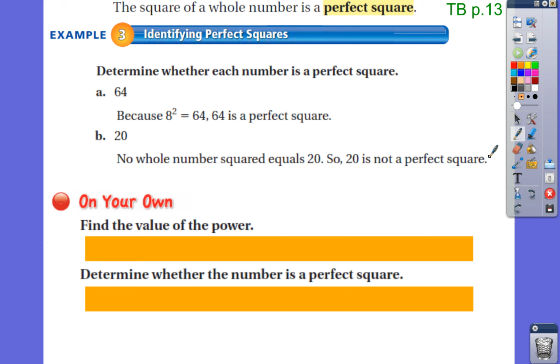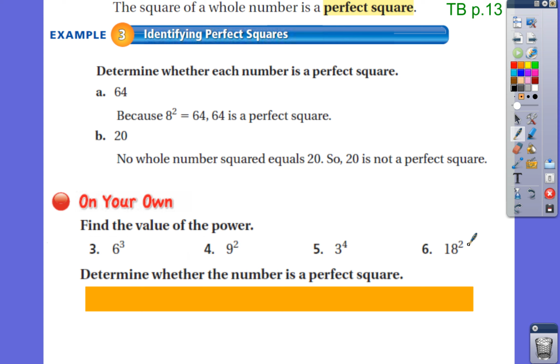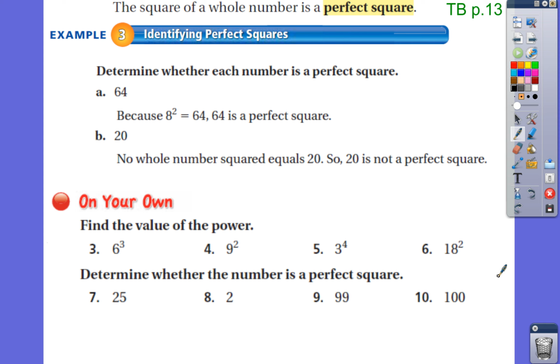Okay, now let's take a look at the on your own problems. You are going to complete these problems in your notes. The first section is find the value of the power, so please write these problems 3, 4, 5, and 6 in your notes and solve them. And then the second part is determine whether these numbers are perfect squares. So write these problems down and the answers to them.